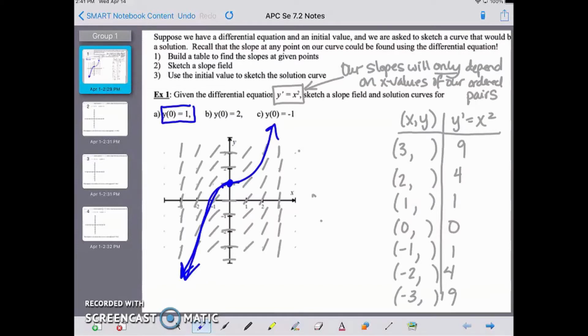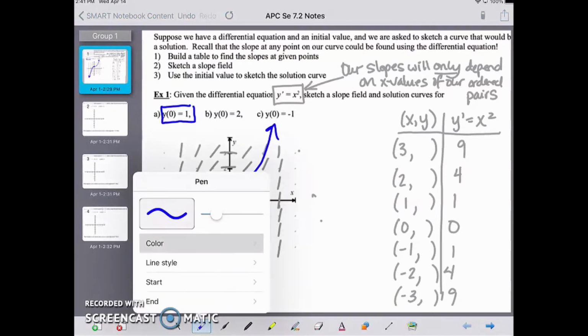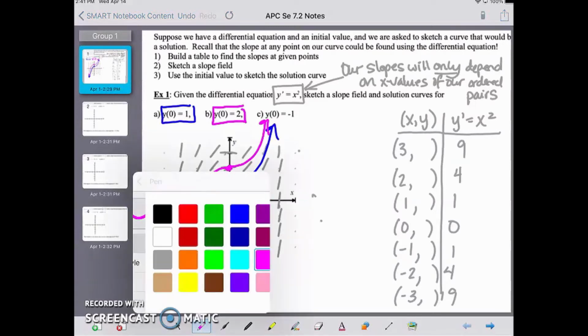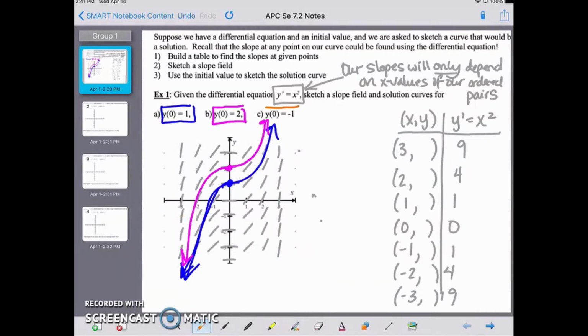Okay. My second one, I will graph in pink. And my initial condition is y of 0 equals 2. Okay. So again, there's the solution curve for that one. And then my third initial condition would be y of 0 equals -1. So that's going to start there and look like that. Okay.